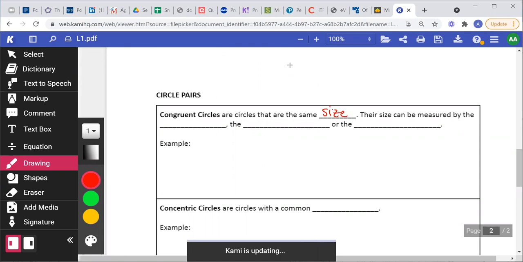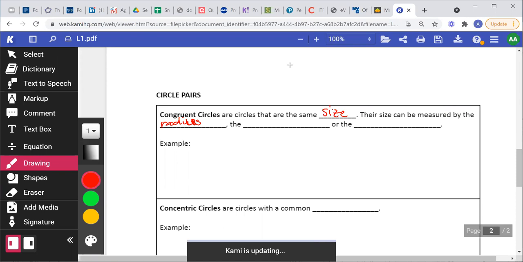When we talk about congruent triangles, they have to have the same size and same angle. Here too, congruent circles are circles that are of the same size. Their size can be measured by the radius. As I told you on Friday, you can compare circles by the radii. The one with the small radius will be the small circle. The one with the big radius will be the big circle.